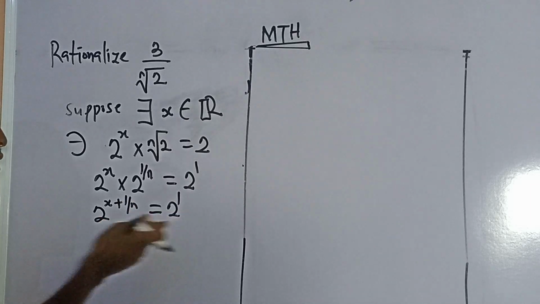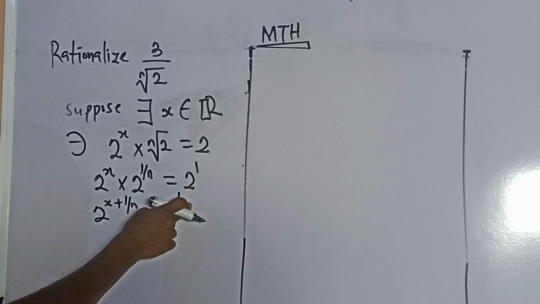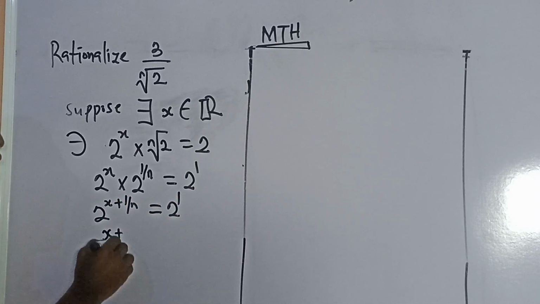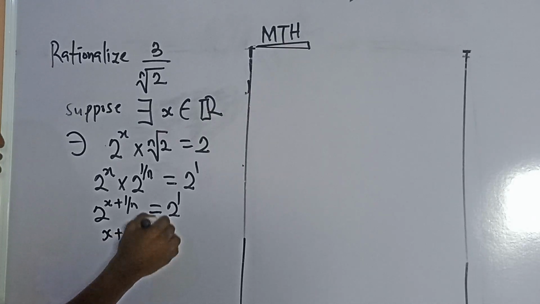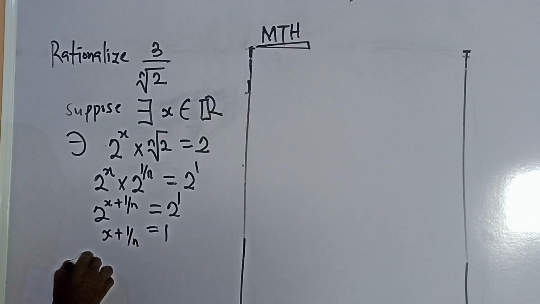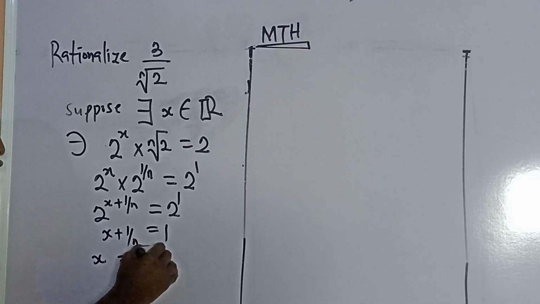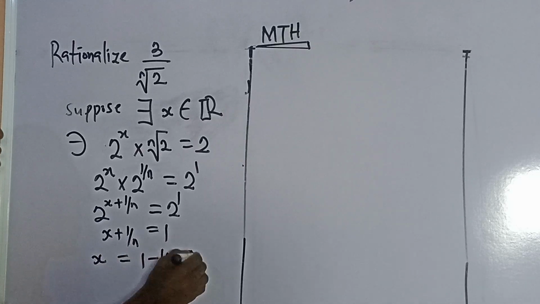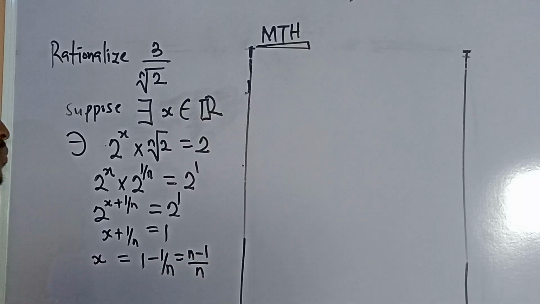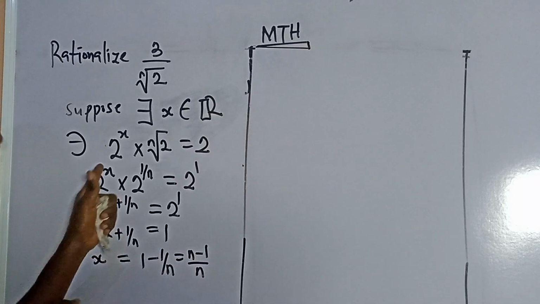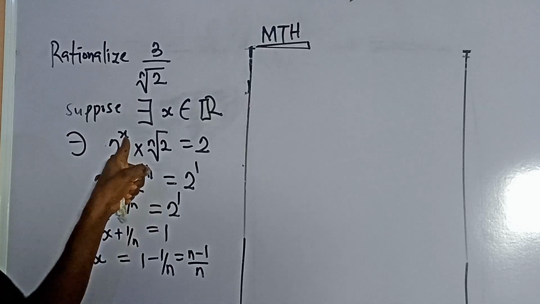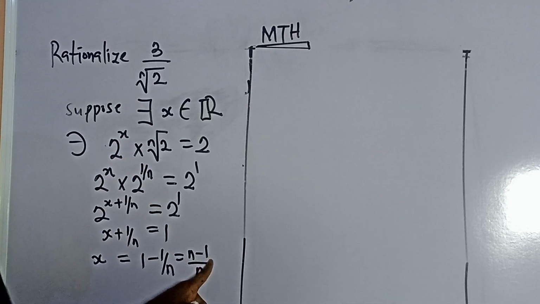Now, since the bases are the same, we can equate the indices or the exponents. So on equating exponents, we have the result as x plus 1 over n equals 1. From whence we have x equals 1 minus 1 over n, and this fraction can be simplified as n minus 1 over n. So that means the value of x that will make this expression work is n minus 1 over n. All right? So in the place of x, I will be putting n minus 1 over n.